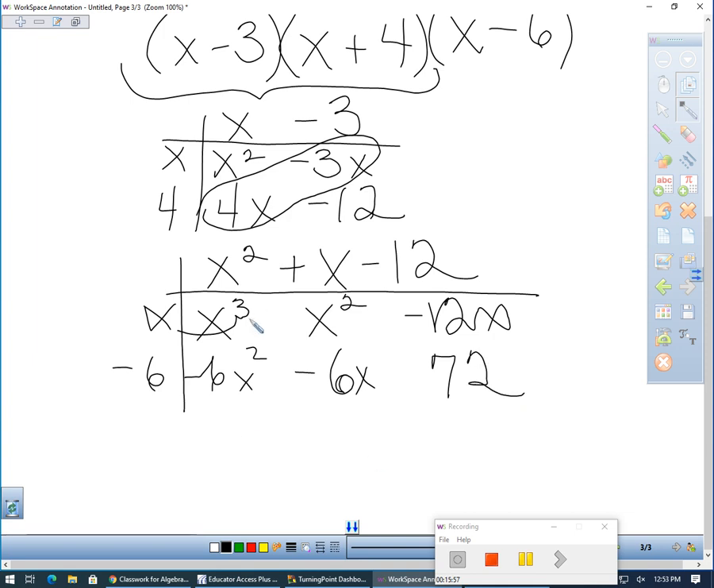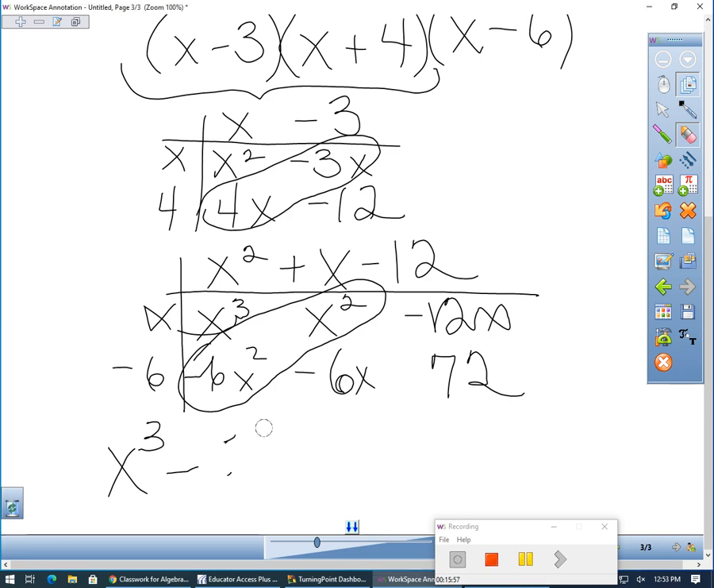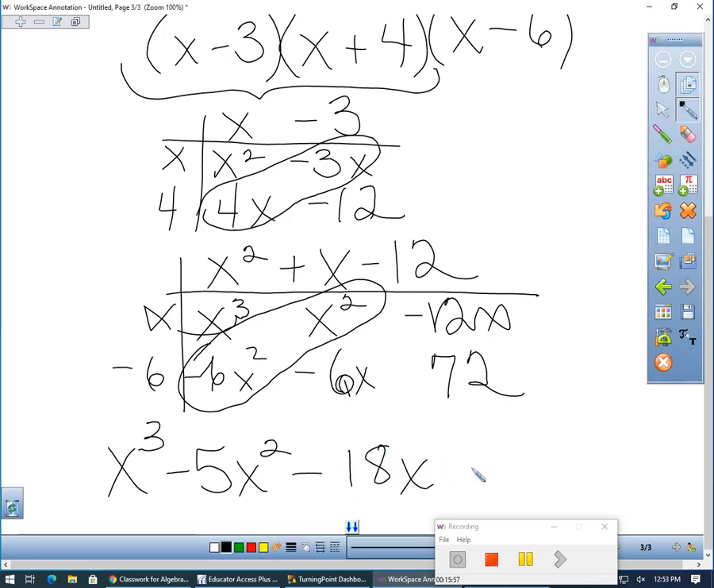Perfect. All right, so we have x to the third. Negative 6x squared and positive x squared is negative 5x squared. Good. Minus 18x plus 72. Now remember, this is a polynomial, so what do I really want to set it equal to? Well, I'm writing the equation for the polynomial. How about y? Let's go y or f of x. I'm okay either way. Okay?